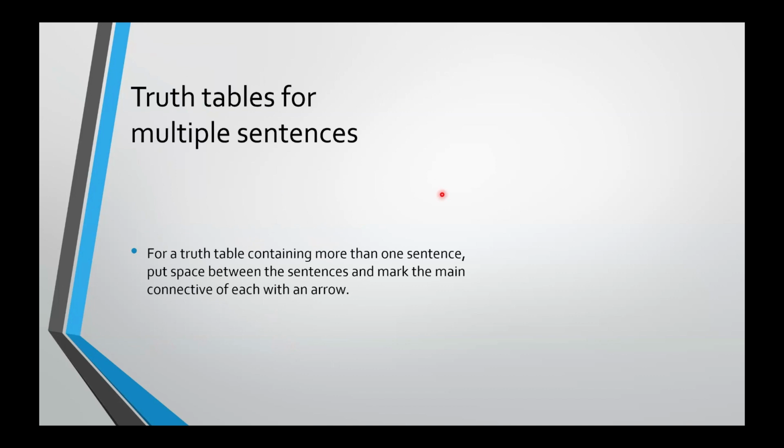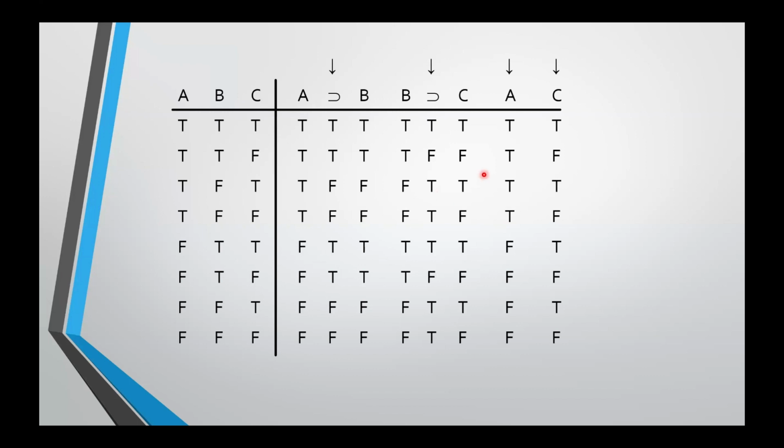If you're making a truth table for multiple sentences, it's exactly the same procedure. The only difference is the way that you format the table. You want to make sure that you put some space between each of the sentences, just so it's clear which one is which. And you need to mark the main connective of each one with an arrow, or by highlighting the column or boxing it in or something like that. So here's an example. This is a truth table with 4 sentences in it, and there's a bit of space between each one, so you can see which one is which, and the main connective of each one has been marked with an arrow.